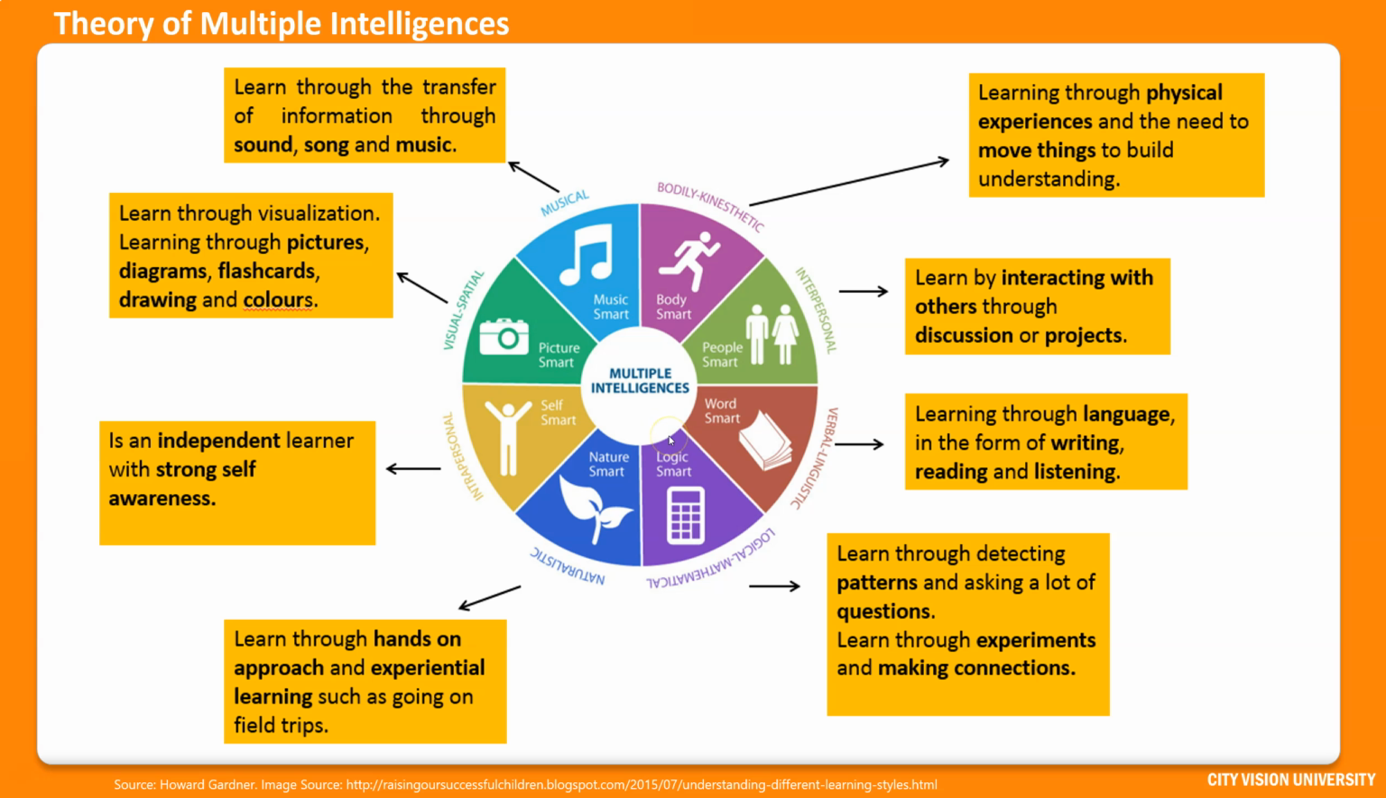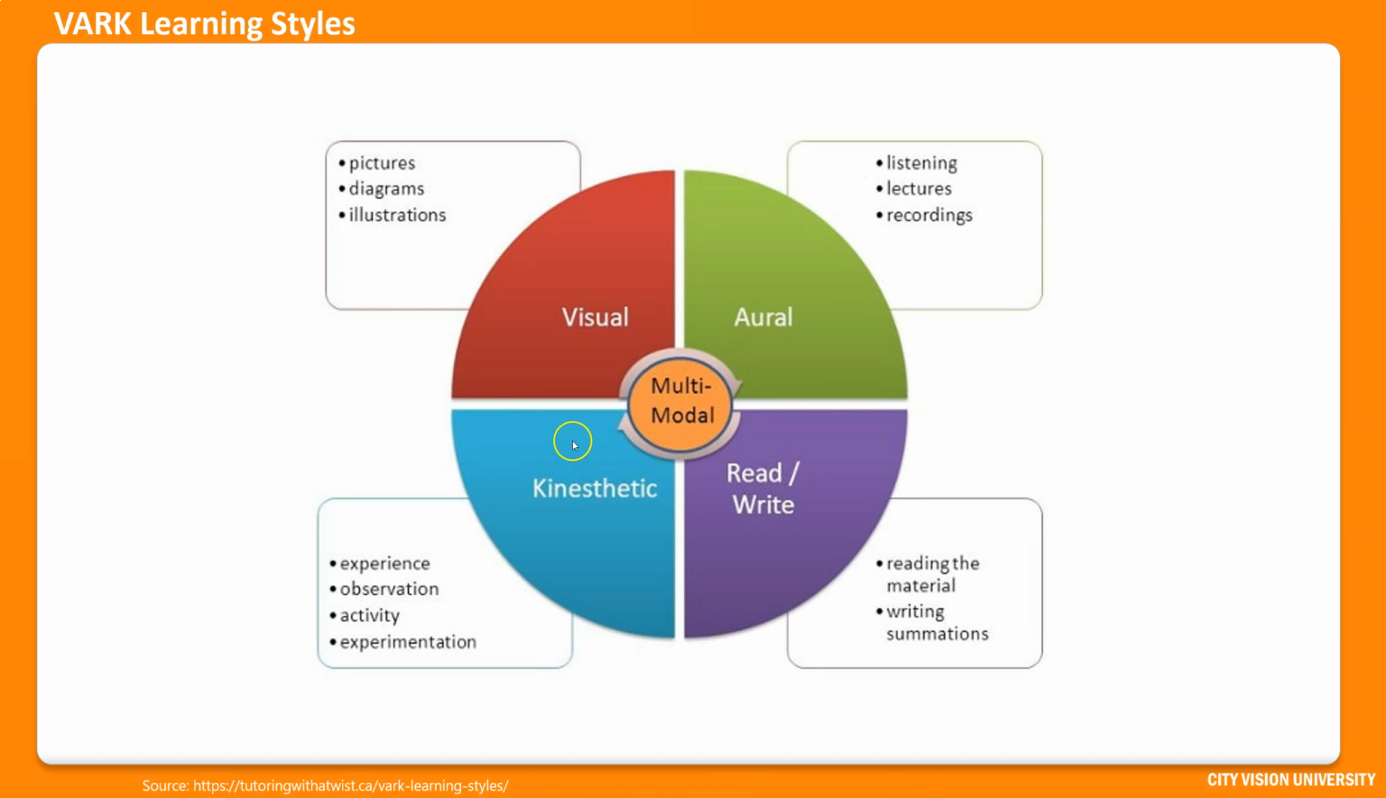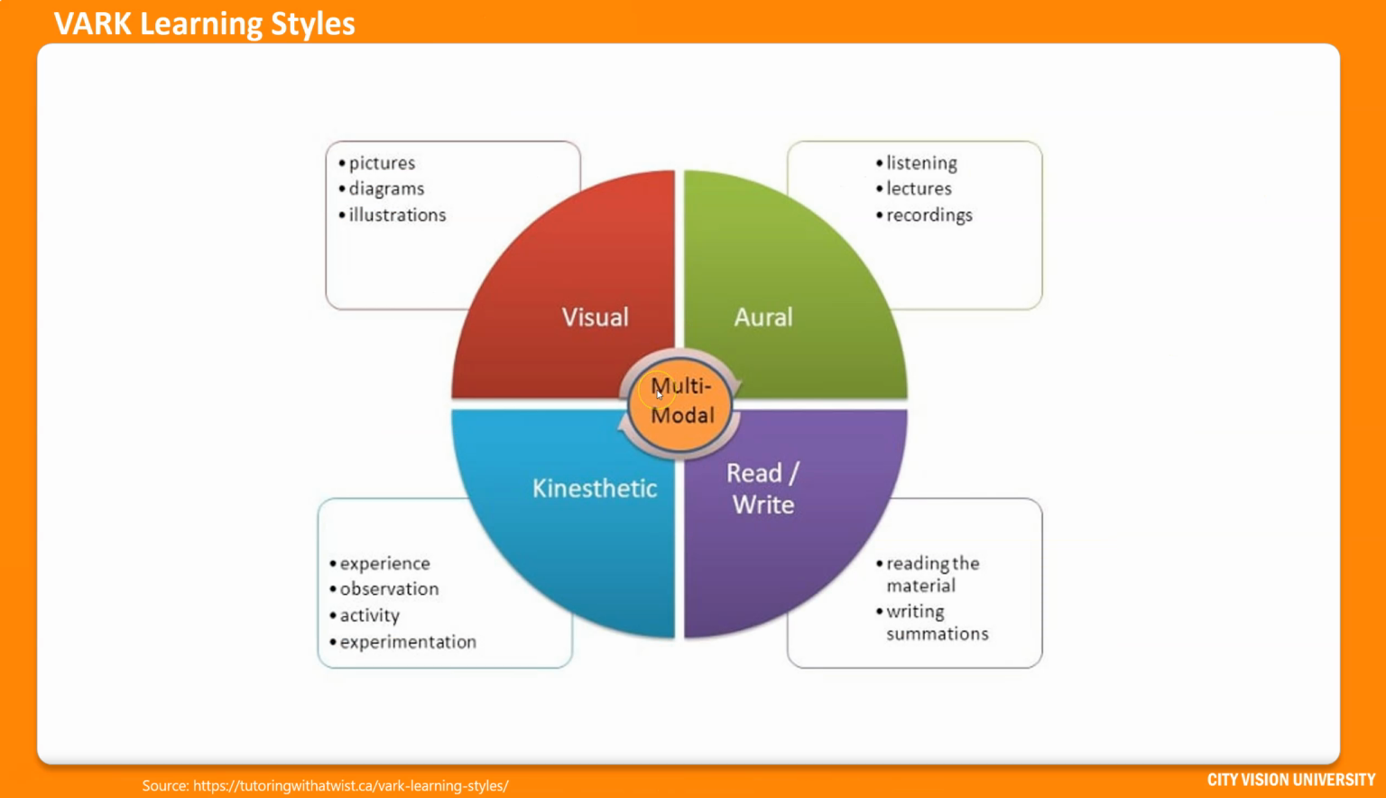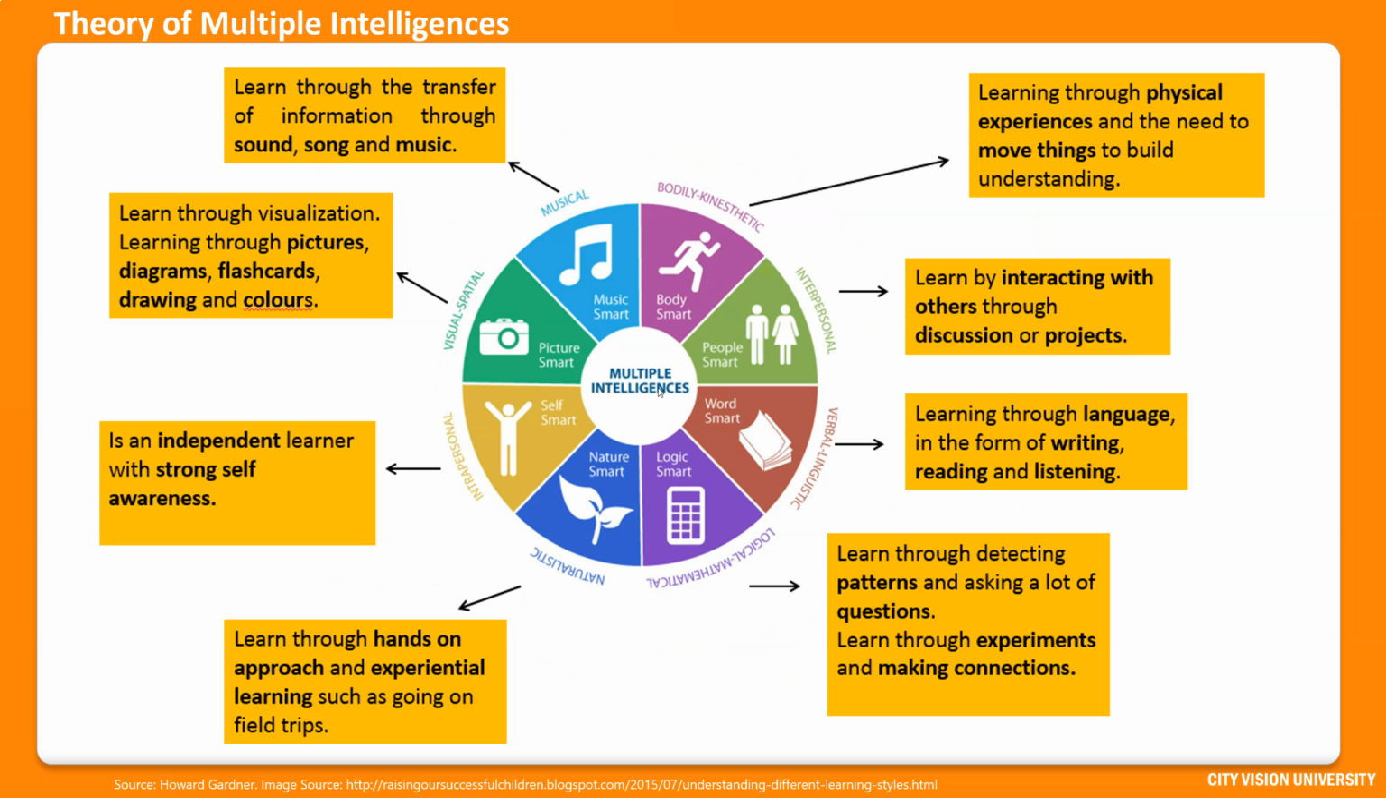The other thing, which is much better researched than the VARK learning style, is the theory of multiple intelligences that comes from Howard Gardner. You may have heard of emotional intelligence. A lot of that work came from his work. But what he said is that there are people who are music smart, body smart, people smart, word smart, logic smart, nature smart, self smart, interpersonal, self-awareness, and picture smart. And different people will learn differently. So these are kind of two different grids, and there are other supporting resources that will talk about this.